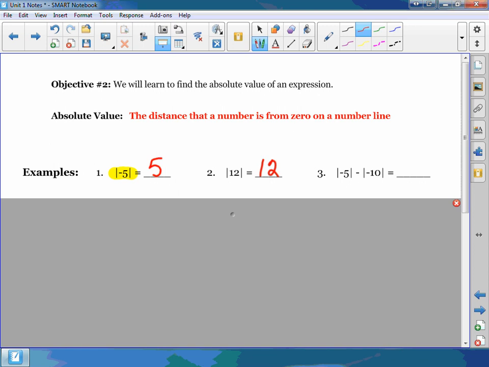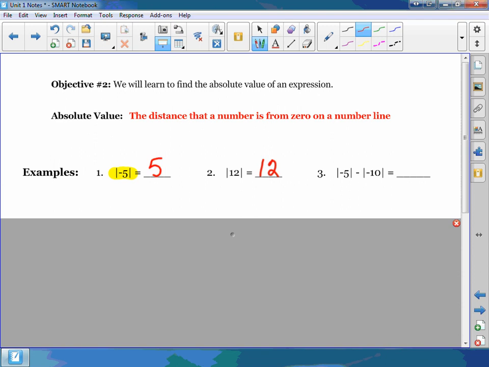The next example, number 3, I just put this out here. This is a little bit more advanced because it's going to be a couple of steps. But we see the absolute value of negative 5. We're going to follow the order of operations, which would be 5. And absolute value symbols are examples of grouping symbols, like parentheses. So you would always do those first. Absolute value of negative 10 is 10.